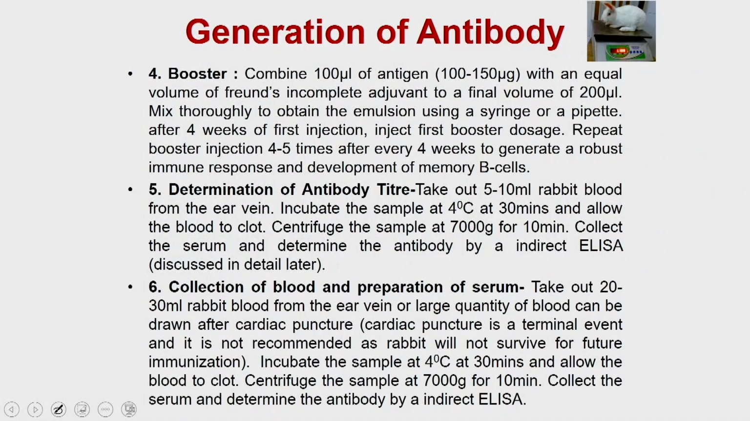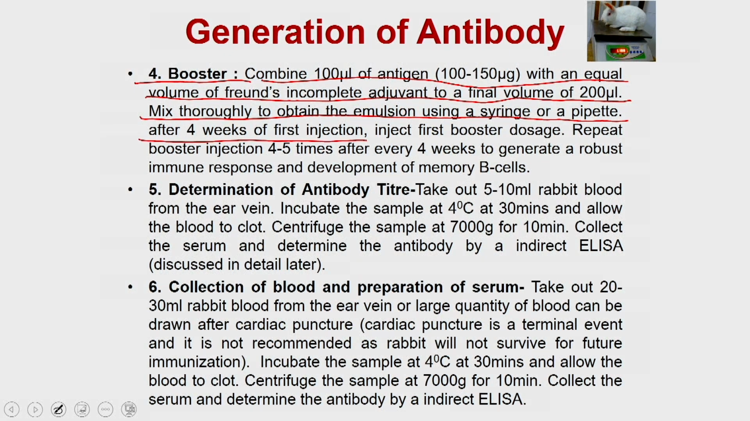Then once you are done with the primary injection, you are going to do booster injections. In the booster injections, you combine 100 microliters of antigen, which is 100 to 150 micrograms, with an equal volume of incomplete adjuvant to a final volume of 200 microliters. Mix thoroughly to obtain the emulsion using a syringe or pipette.